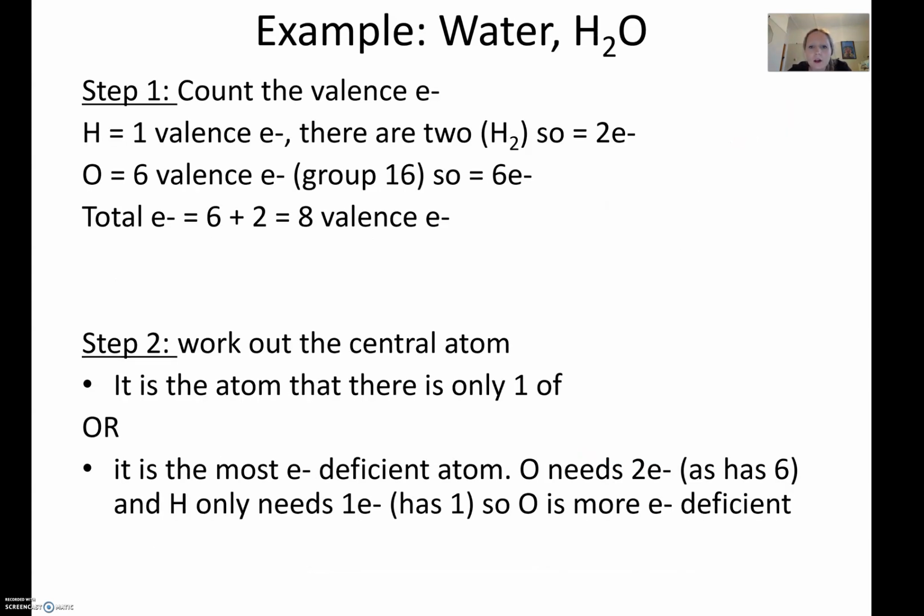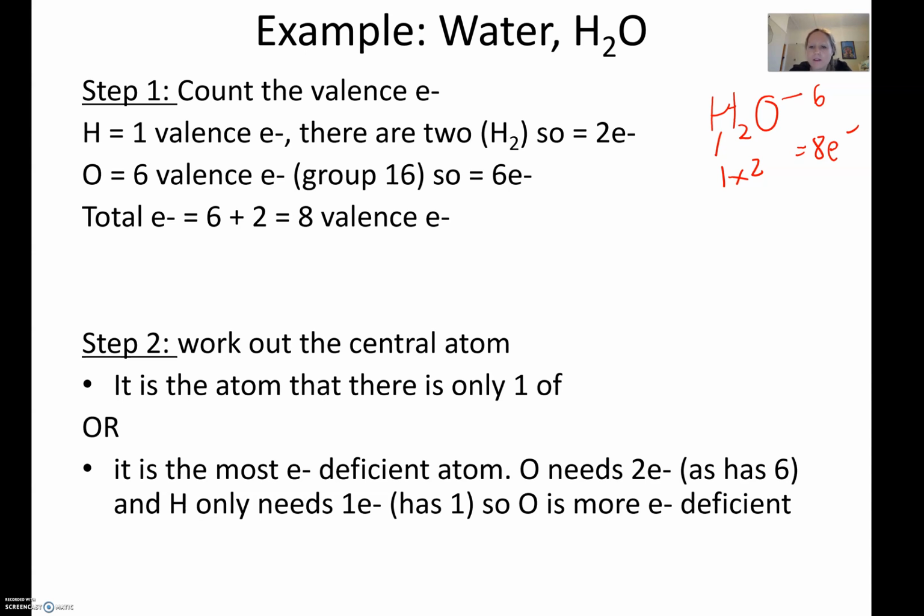So, we're going to start with water, lovely water, H2O. So let's start by counting up the valence electrons. This is where it's really good to have your knowledge from that first video I made on periodic tables. Group numbers, they're vital here. Oxygen's in group 16, so it's got 6 valence electrons. Hydrogen has 1, there are 2 of them. This gives us a total of 8 valence electrons. So we're only concerned with valence electrons.